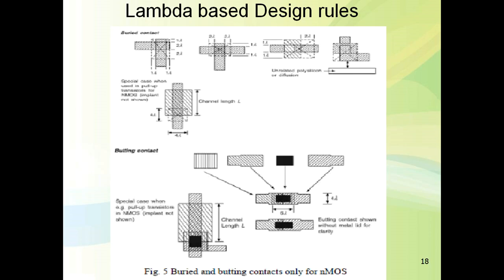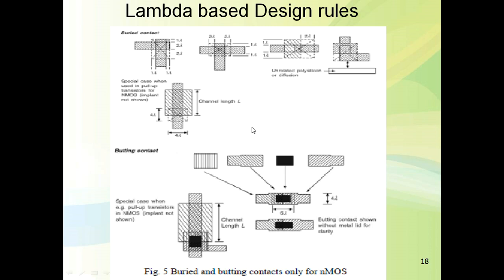Okay, next related to the buried contact. So there are two types of contacts you will get: buried contact and butting contact. Buried contact and butting contact are most widely used because of economy in space and reliable contact connections. So buried contact is of poly to diffusion, and butting contact is in between poly to diffusion, or metal to metal.